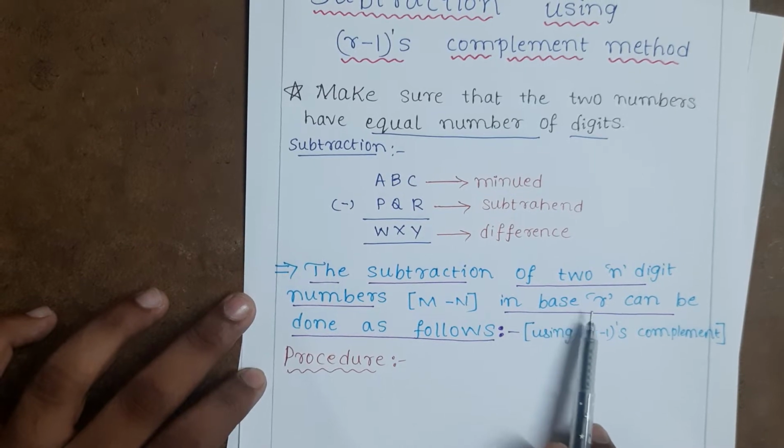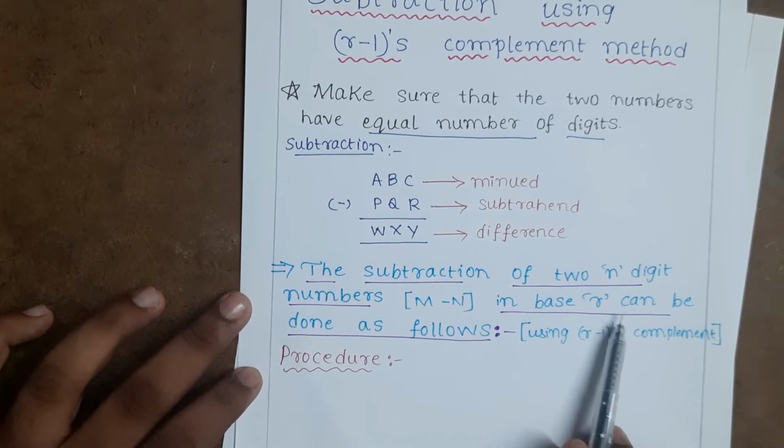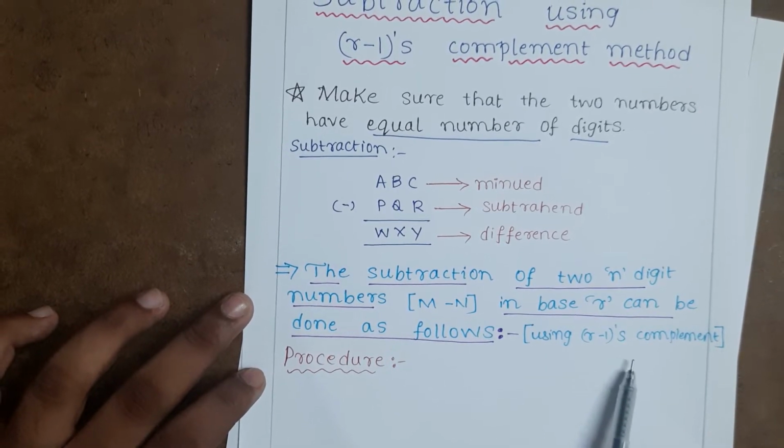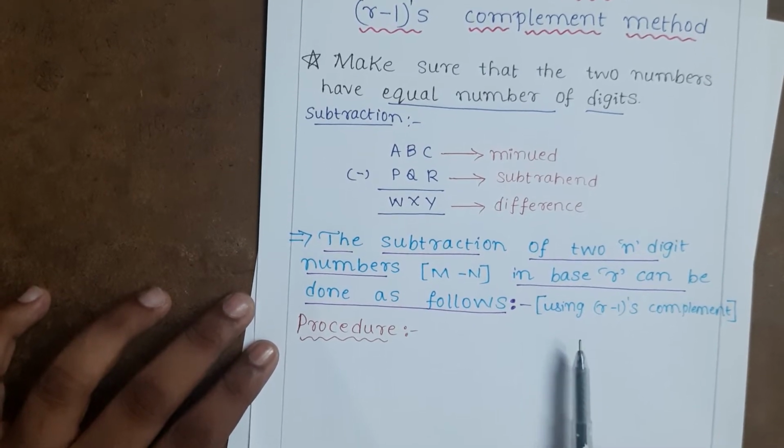In base r, r is the radix. In the decimal number system, the radix is 10. This can be done as follows using the r-1's complement method. Basically it is a three-step procedure.